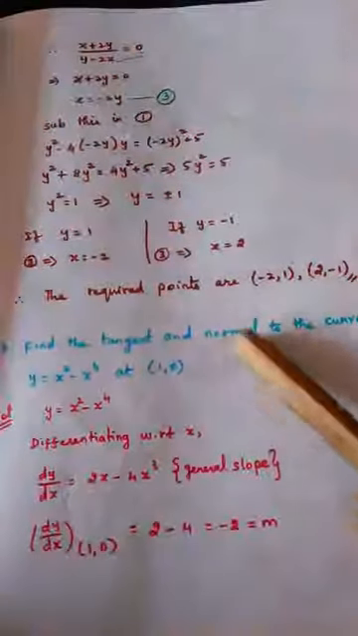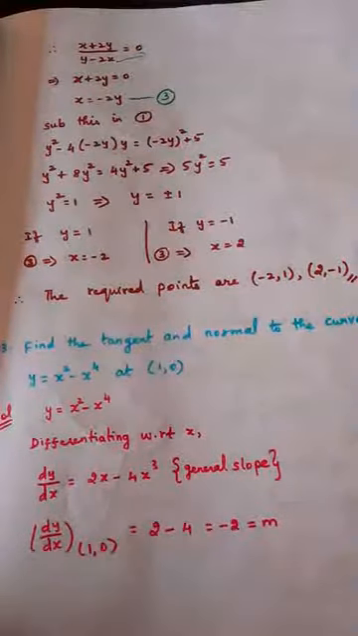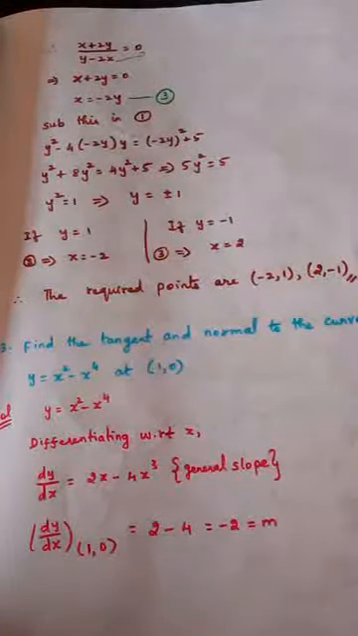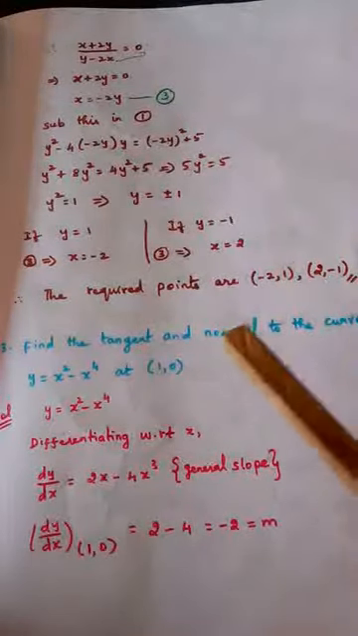What is the meaning of normal? Normal is also a straight line. Tangent is also a straight line. But what is the difference? Normal is nothing but a straight line which is perpendicular to the tangent. If you are drawing a tangent at a particular point, at the same point, a line perpendicular to the tangent is called the normal. So we need to find those two in this question.